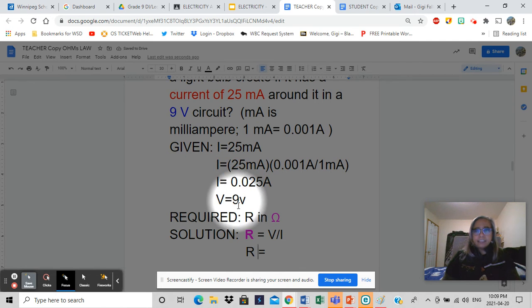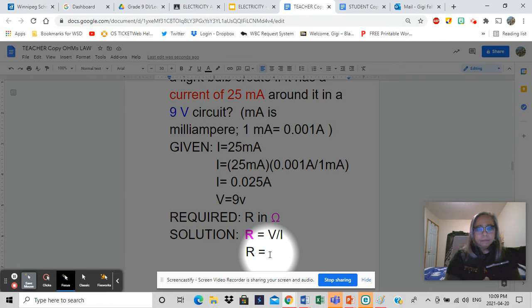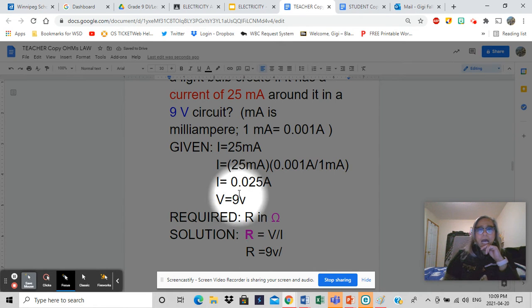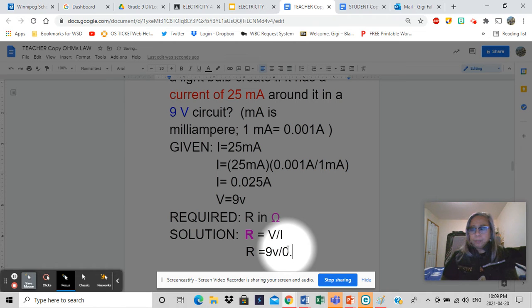It must be in the given. It says here 9V. So you have 9V divided by, what is I? I should always be in ampere here, 0.025 A.